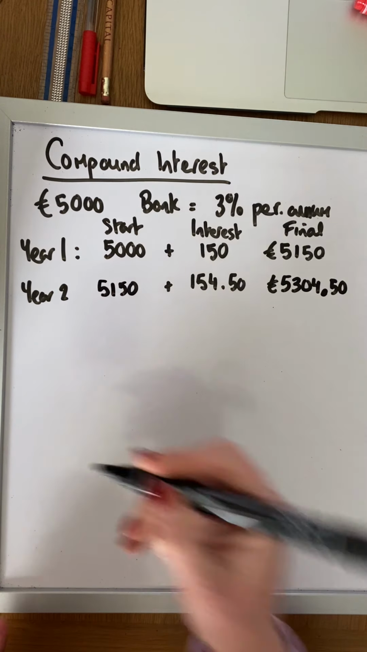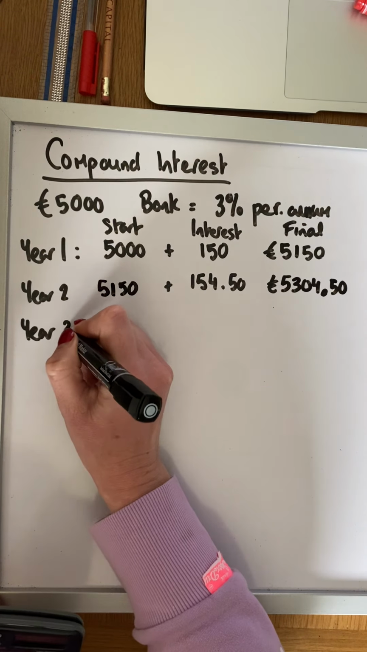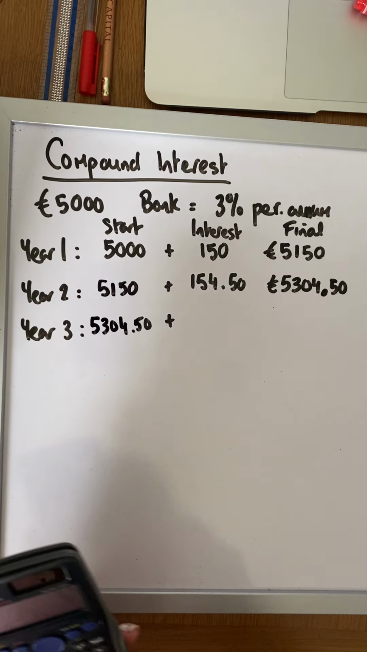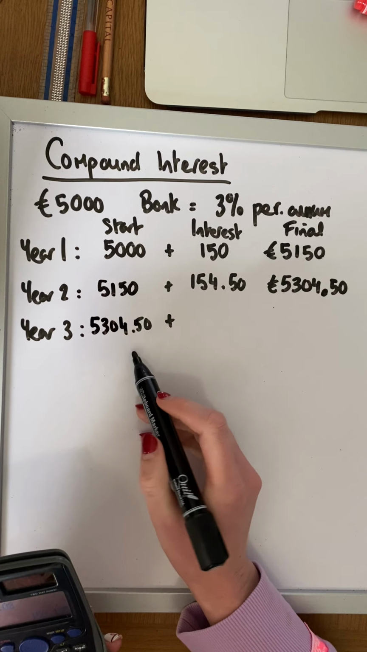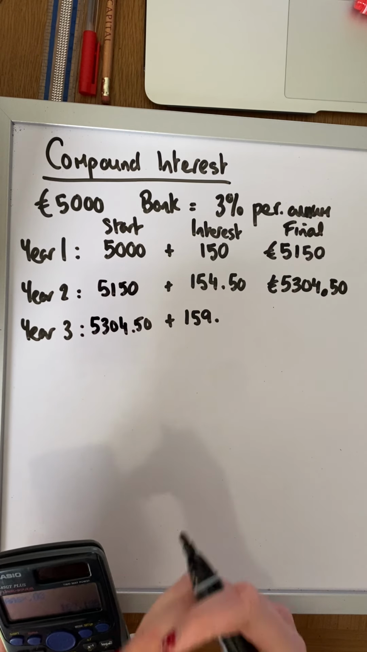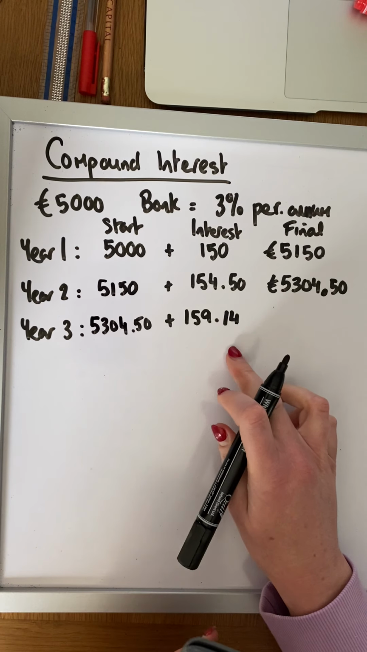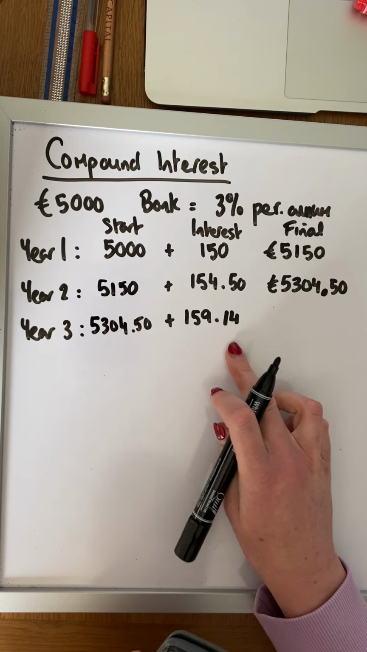and that gives us in total €5,304.50. If we leave it in there for a third year, we look at the same process. We're looking at a starting value this time of €5,304.50. We're going to look at getting 3% of this as our interest. So 3% of €5,304.50 is 159.135. Now this is where we have to round it. So that's 159.14 because we always round money to the correct two decimal places.